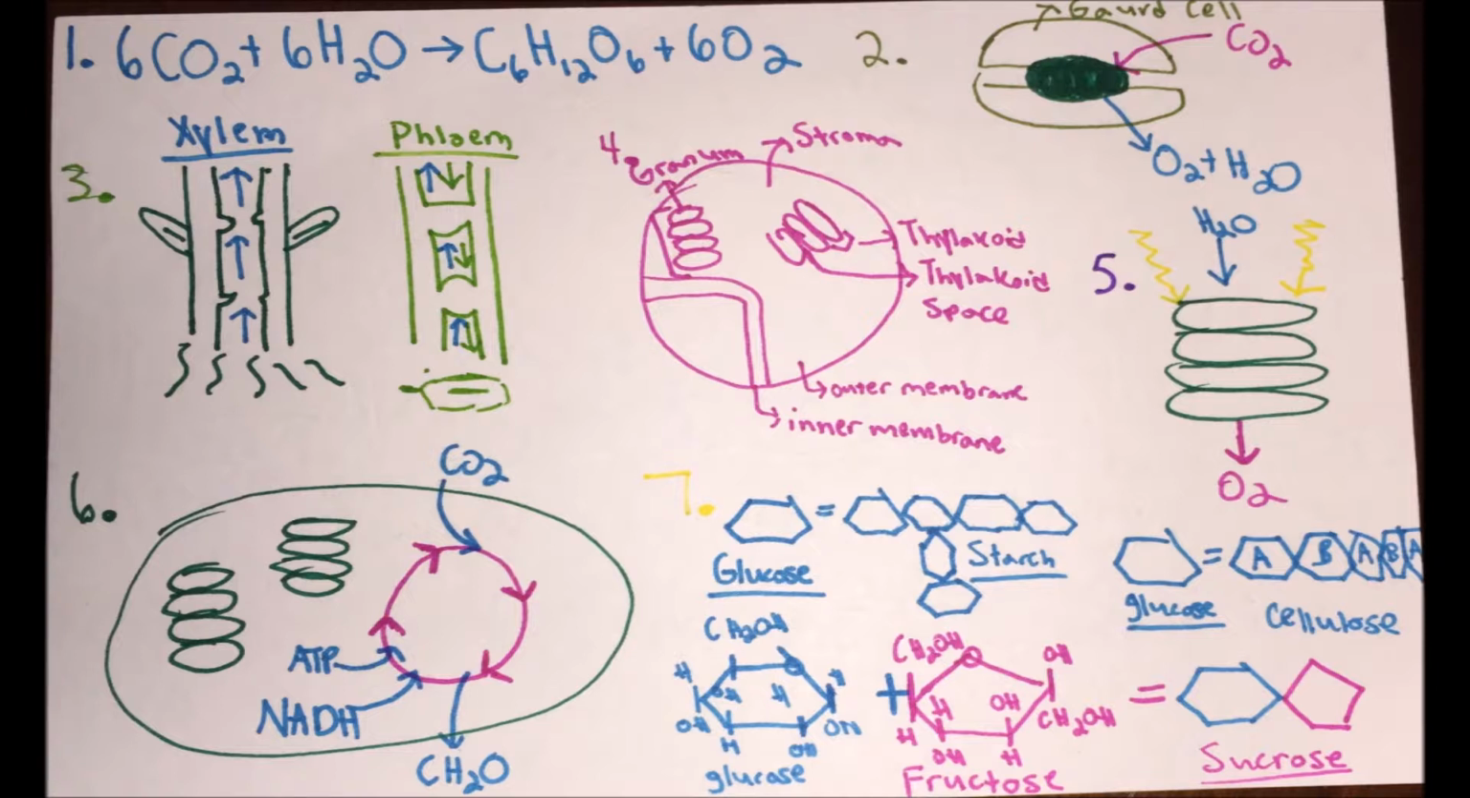Next, you can see the light reactions in the granum and a Calvin cycle in diagram number 6. Lastly, number 7 depicts the pathways of glucose. The three are glucose to starch, glucose to cellulose, and glucose plus fructose creating cellulose.